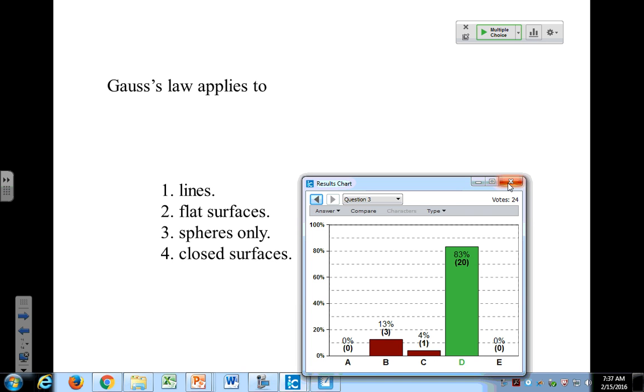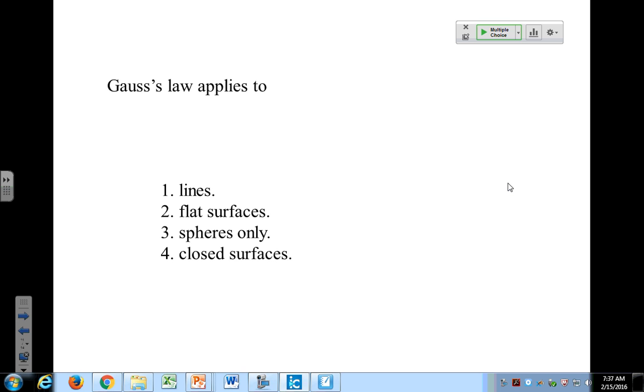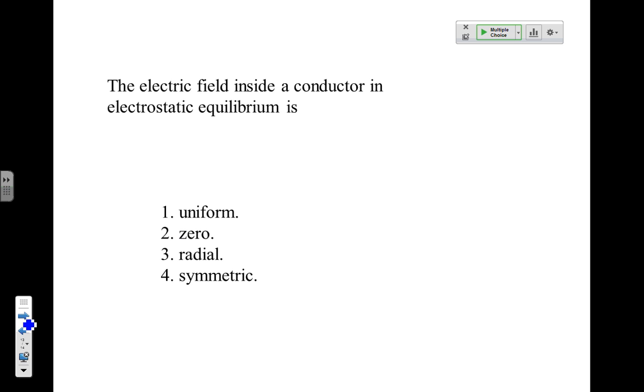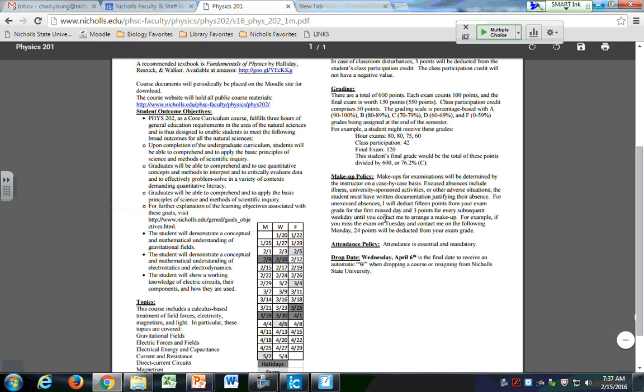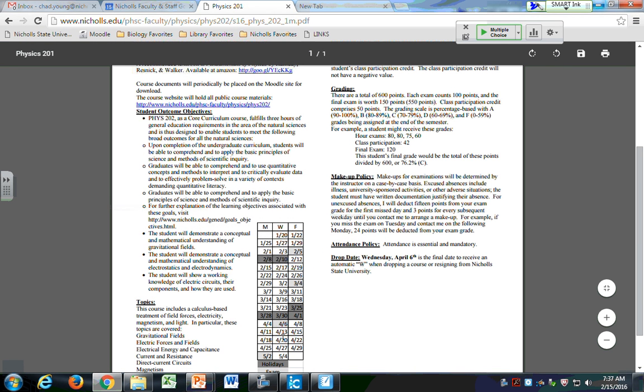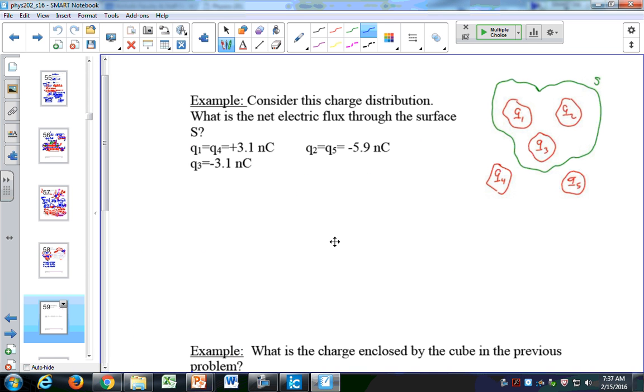Okay, awesome. D is the right answer. Remember, Gauss's law says that the flux is equal to the charge that's enclosed within our Gaussian surface divided by our permittivity of free space. So that means that Gauss's law is going to apply to these closed surfaces. It only applies if my surface goes all the way around my charge. And we'll stop there, actually. All right, let's pick up with this example.